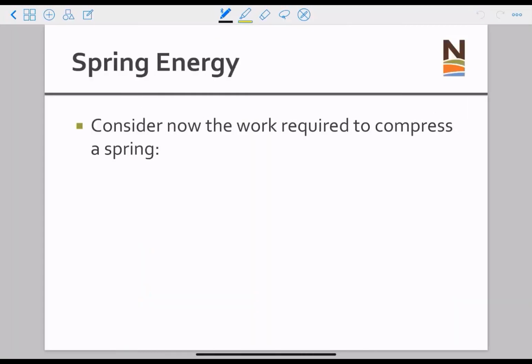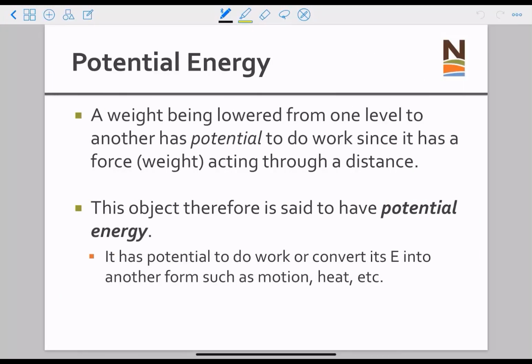So let's move on. Spring energy, okay, we already did that. Potential energy then. Imagine a weight being lowered from one level to another. It has potential to do work since it has a force acting through a distance. This object, therefore, is said to have potential energy. It has potential to do work, or convert its energy into another form, such as motion or heat, just as I talked about, say, with the ball, right?